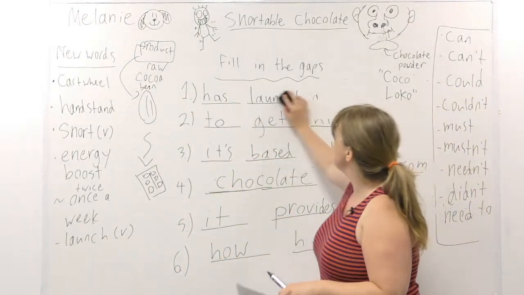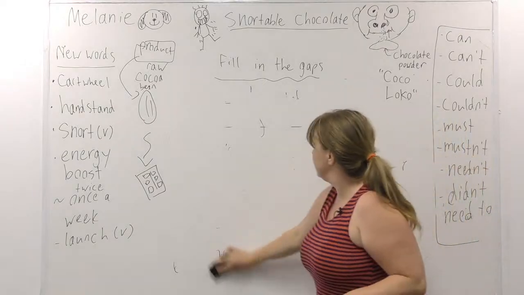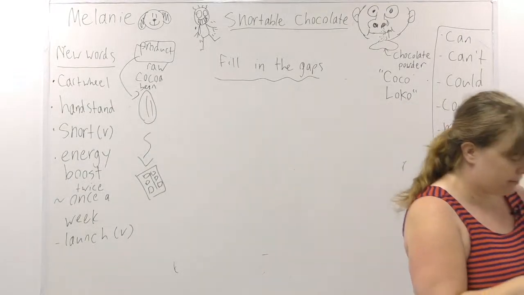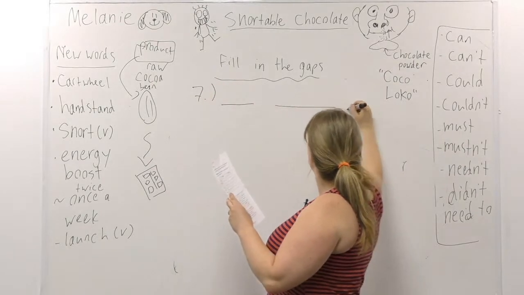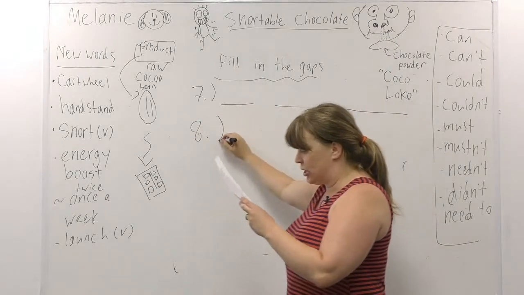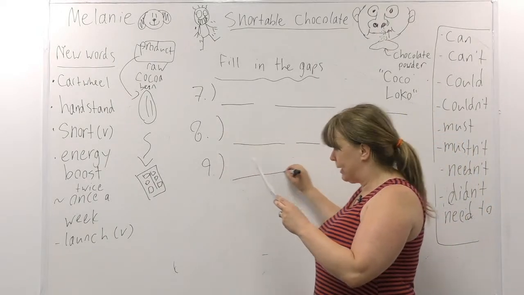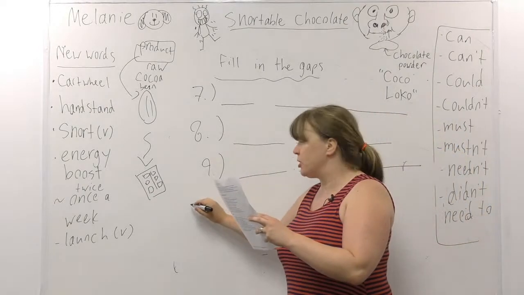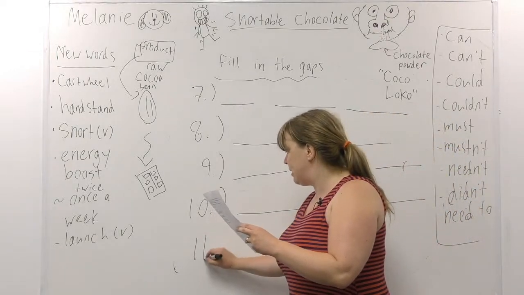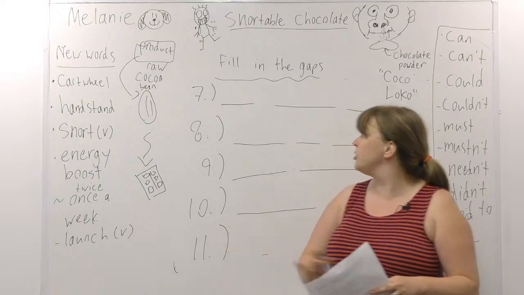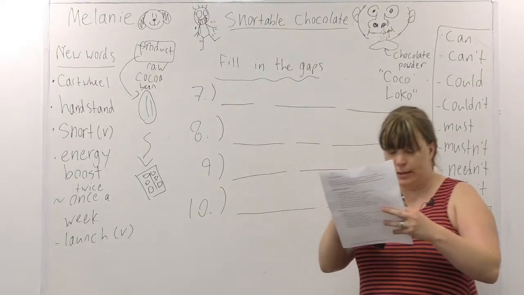So I'm going to erase this. Okay. So number 7, let's see. Blank, blank, blank. Number 8, blank, blank, blank. Number 9, blank, blank, blank. Number 10, blank, blank, blank. And number 11. Actually, let's just do 7, 8, 9, 10. Let's just do these 4 for now.